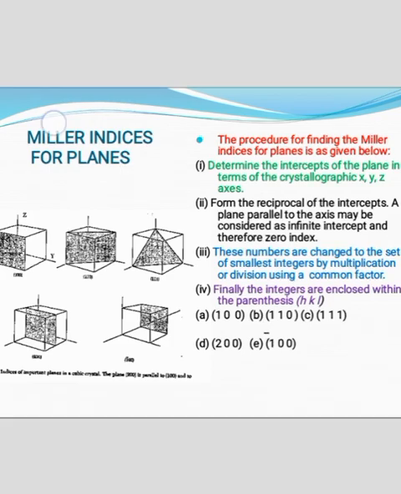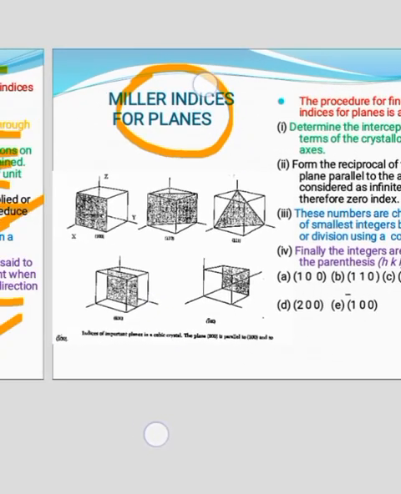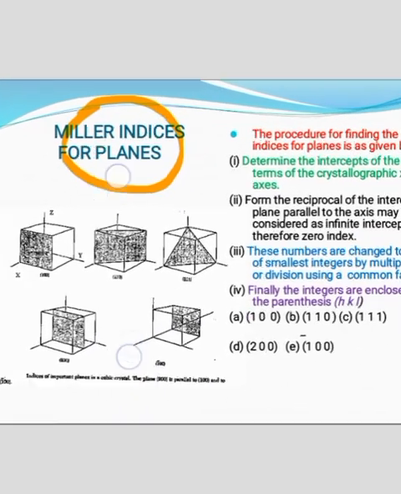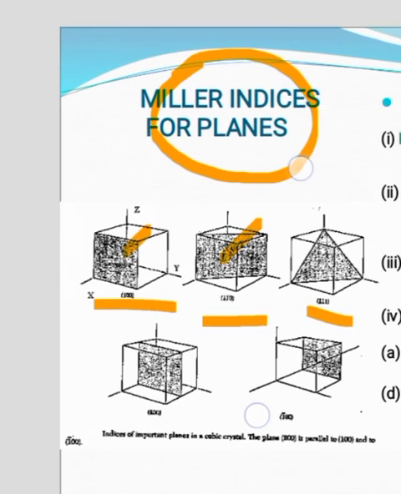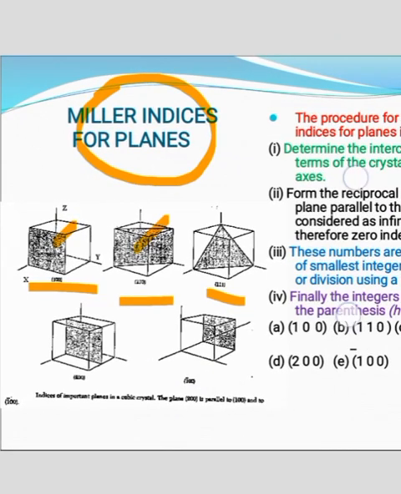Here are the Miller indices for planes, as you know. So this one is 100, this is 110, and this is 111, and likewise the other remaining structures. So these are crystallographic planes, that is, Miller planes.